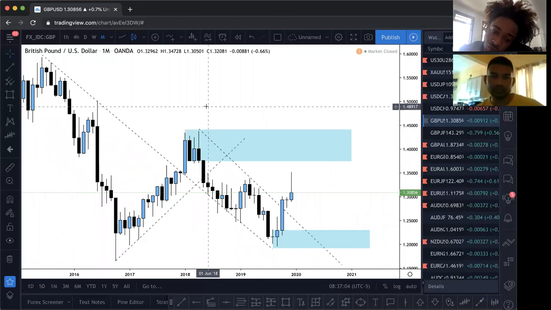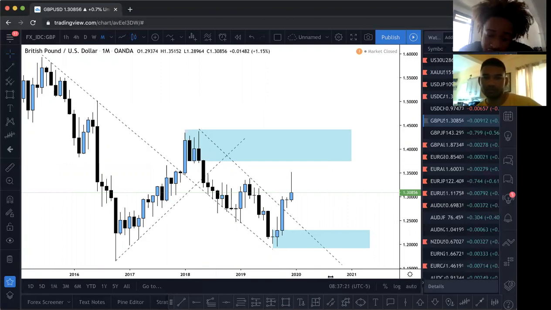So, you know, the monthly demand is in control, because obviously demand broke the trend line. So demand is in control until the price gets up to supply, right? Okay, monthly demand in control, so we're only taking longs until the price gets up to supply, right?